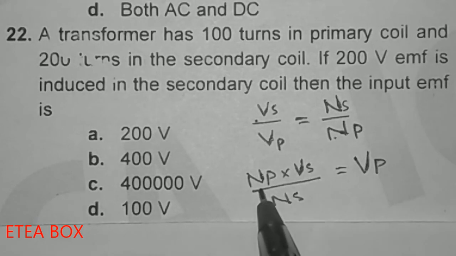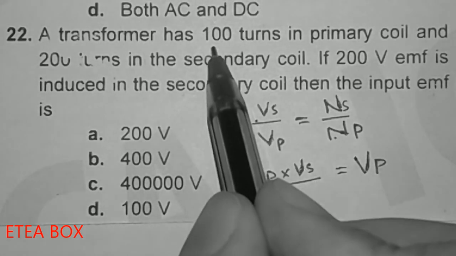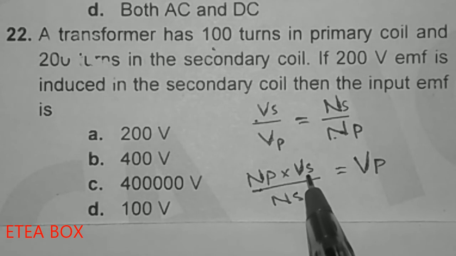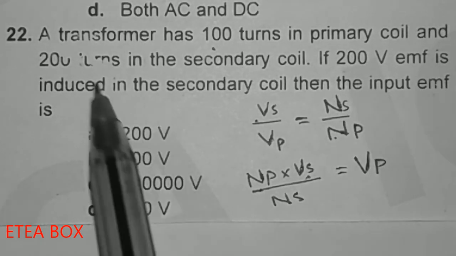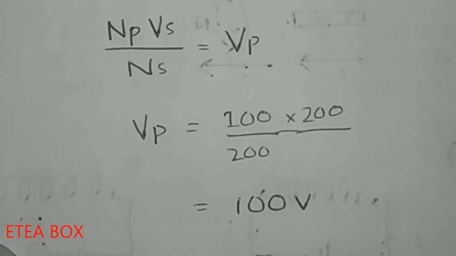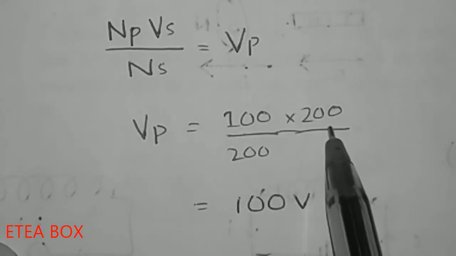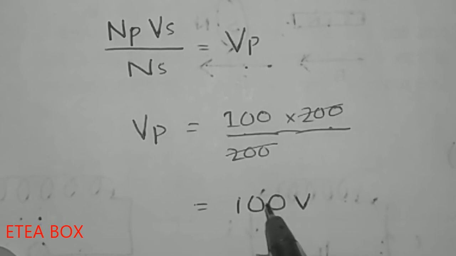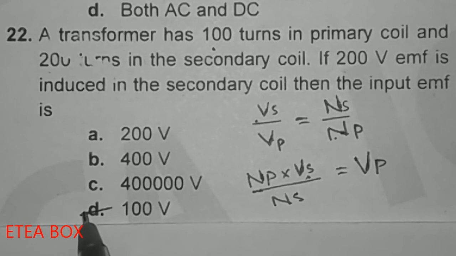Now look here, Np, the number of turns in the primary coil, is 100 and Vs is 200, divided by 200, so it will give 100 volt. Look here, 100 multiplied by 200, so these will cancel each other and the voltage in the primary coil will be 100 volt. So option D is correct here.